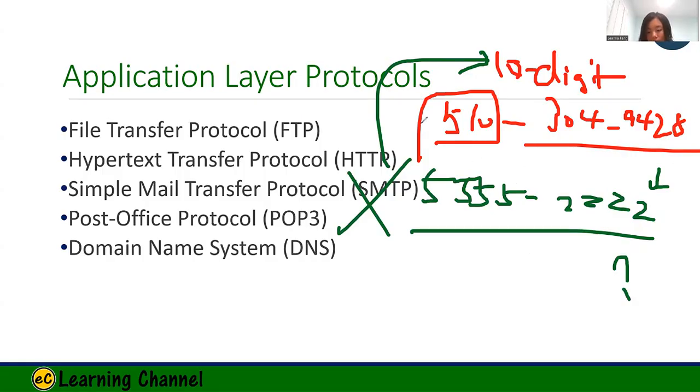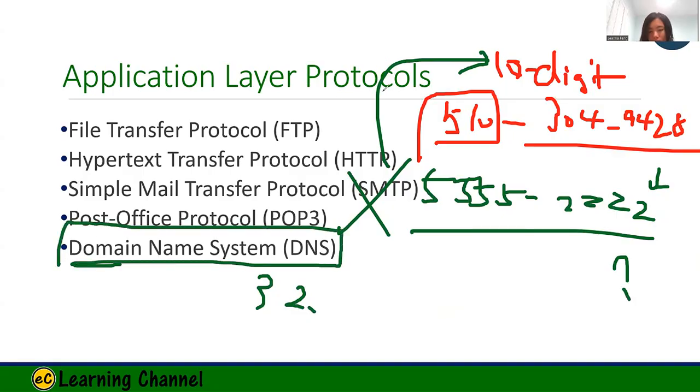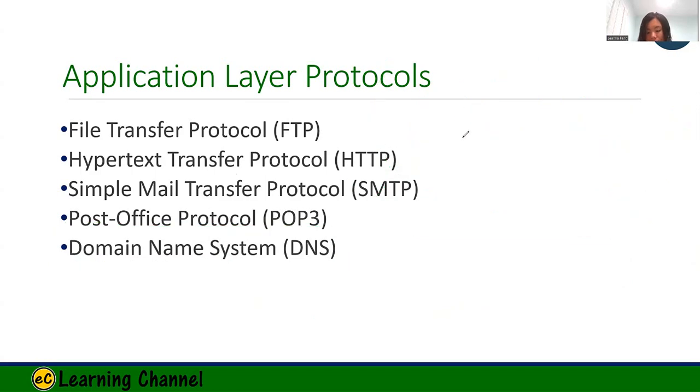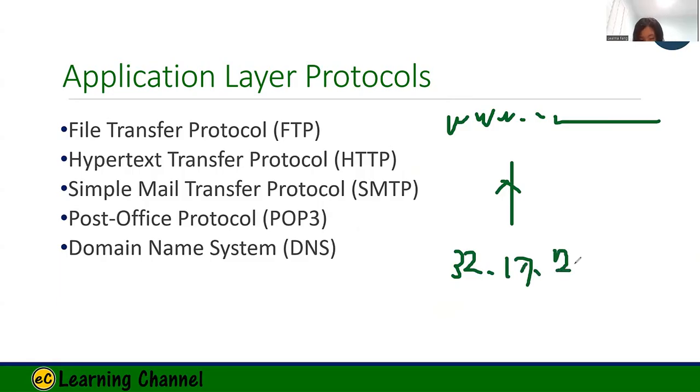A phone number is an address, and an email address, echel@gmail.com, is also an address. Same thing, an IP address is also an address. So an IP address is the address used on the internet. So DNS is like a translation. Your www.yahoo.com translates to the real IP address 32.17.212.7.